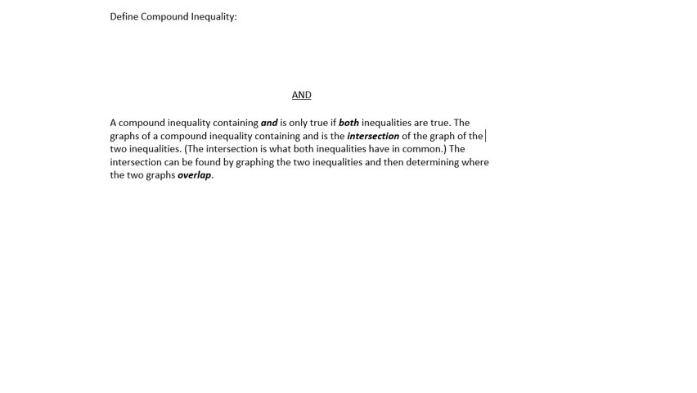So a compound inequality is two or more inequalities, and we'll stick to two in Algebra 2, but if you move up in math, you might have more. Two or more inequalities connected with an and or an or. So connected with the word and or the word or. And we're going to talk about the difference between ands and ors.